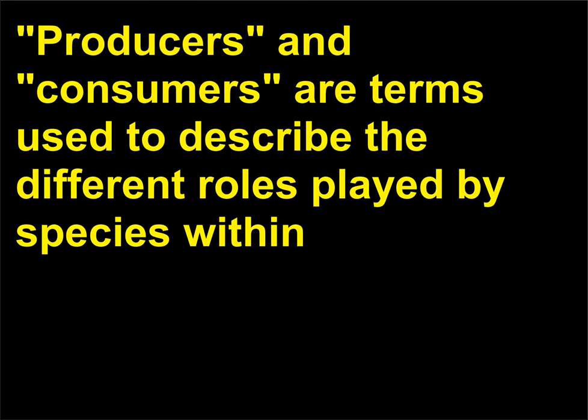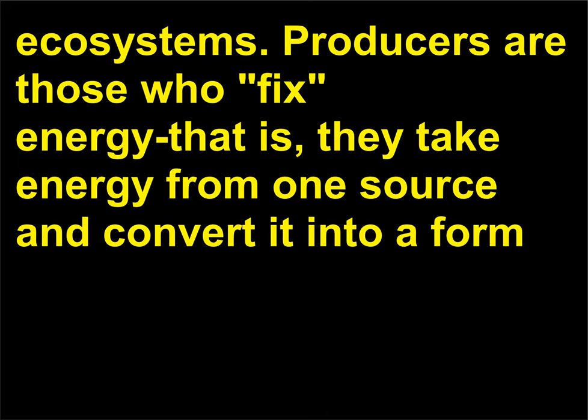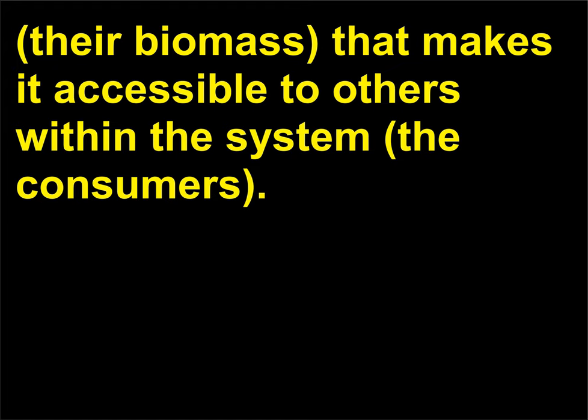Producers and consumers are terms used to describe the different roles played by species within ecosystems. Producers are those who fix energy, that is, they take energy from one source and convert it into a form, their biomass, that makes it accessible to others within the system, the consumers.